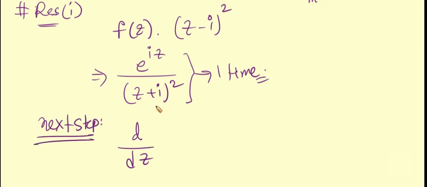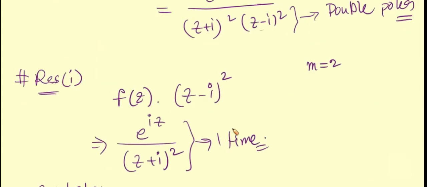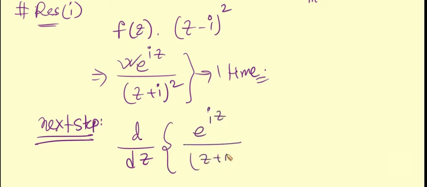Obviously you can do it just plugging all the things in the formula, but it might get messy sometimes, so I'm just breaking it down. And after you get some practice, you can just easily do it even without some calculation at all. So we have to find the derivative of this guy over here. So this is e to the power iz over (z plus i) squared.